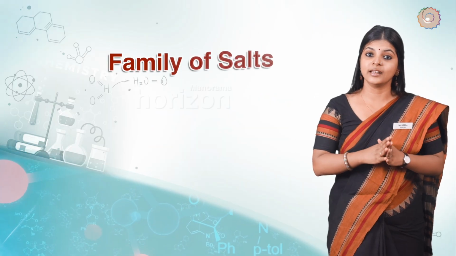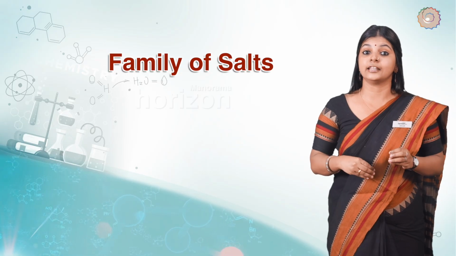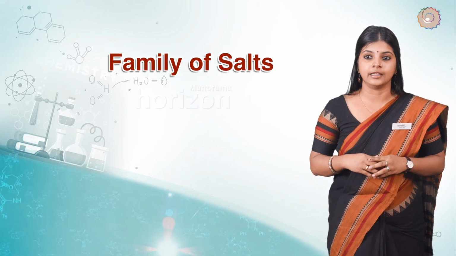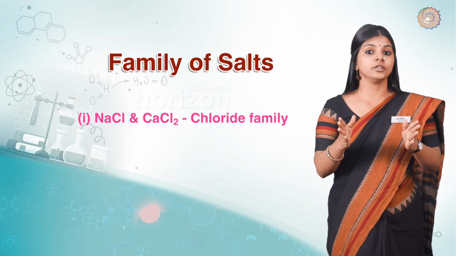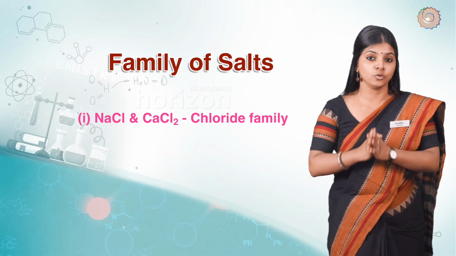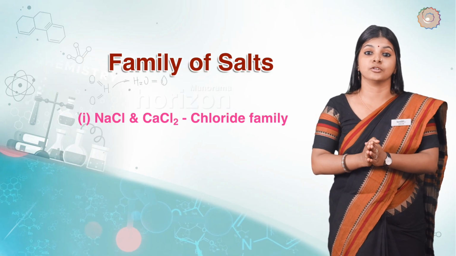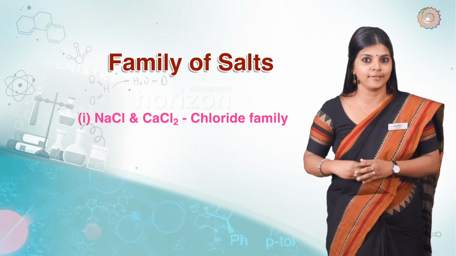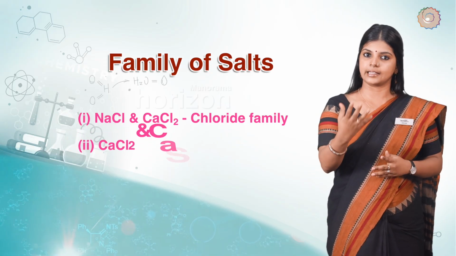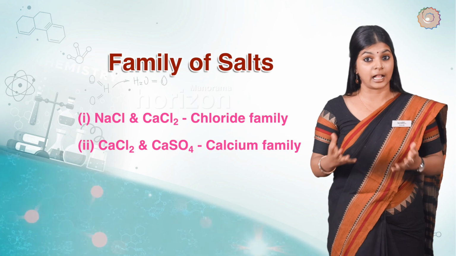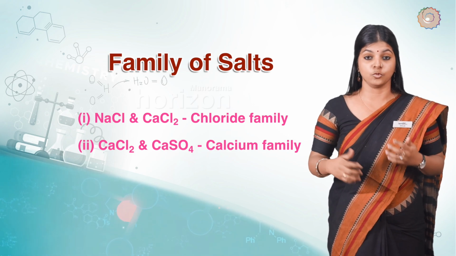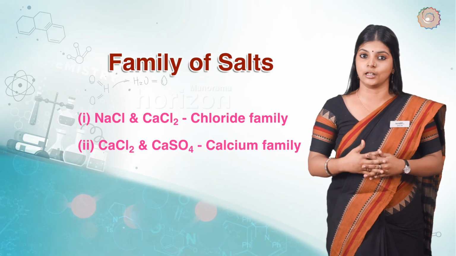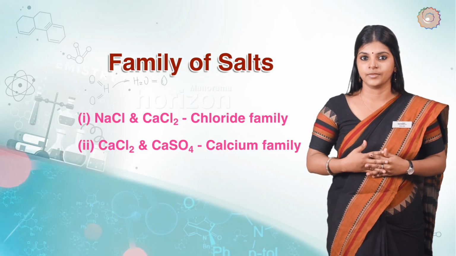Salts having common acidic or basic radicals are said to belong to the same family. For example, let's take sodium chloride and calcium chloride. Both of them have chlorine in common. So we say that sodium chloride and calcium chloride belong to the chloride family. Similarly, let's take calcium chloride and calcium sulfate. Here, calcium is common in both of them. So we say that these two salts belong to the calcium family.